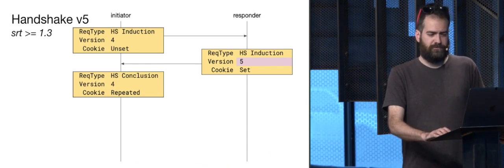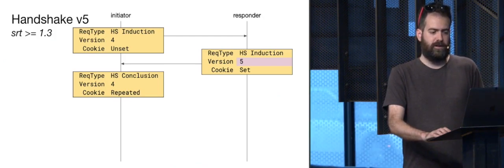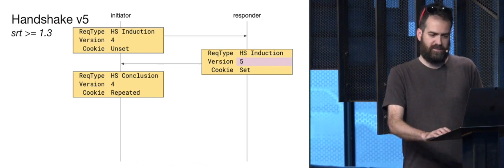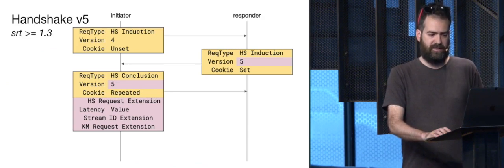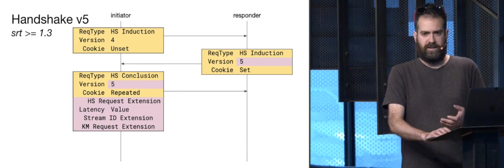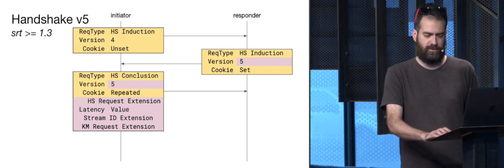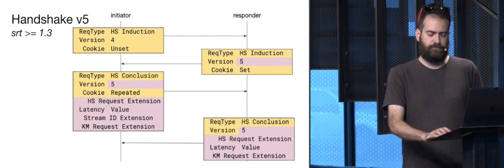So a version 4 initiator would, at this point, ignore that version 5 and just keep filling in version 4 here and repeat the cookie and send the conclusion. But this initiator actually speaks version 5. So it's going to fill in version 5 in the version field, and it's going to fill out the SRT handshake extension values, including the latency. It's going to potentially fill in something called the stream ID, which I'll get to in a minute. And it fills in the crypto handshake as well. And the responder responds in kind with its latency value and its crypto handshake.